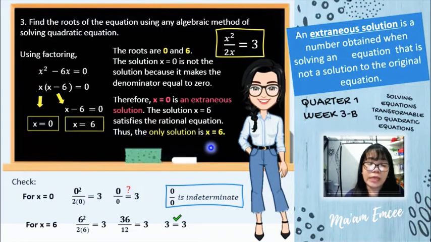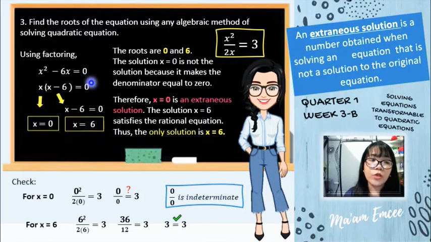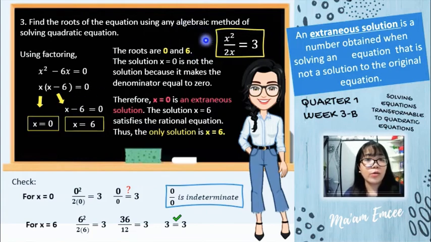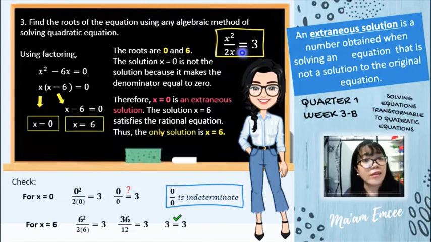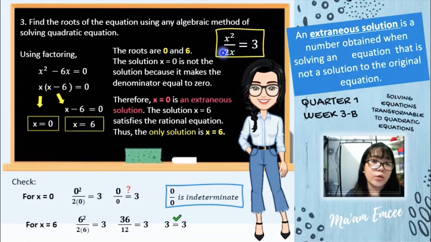Again, to make things clear, x is equal to 0 and x is equal to 6 are both solutions of x squared minus 6x equals 0, which was derived from our original equation. But if we go back to our original equation, the only solution that we have is x is equal to 6, because obviously if we substitute 0 to this one, the denominator will become 0. So it will become indeterminate or undefined. So it cannot be used. That means x is equal to 0 is not a solution, but it is an extraneous solution.